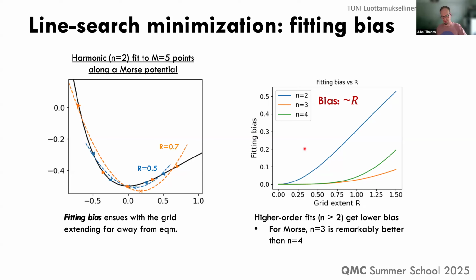And as we can see on the right-hand side, the bias actually grows systematically the wider we make the line search grid. That's denoted by the grid extent R. Of course, if we make the fit higher order, such as the cubic or quartic, the bias grows slower. Still, it is there because it's not the actual exact shape of the PES. So the wider the grid, the bigger the bias, generally speaking.